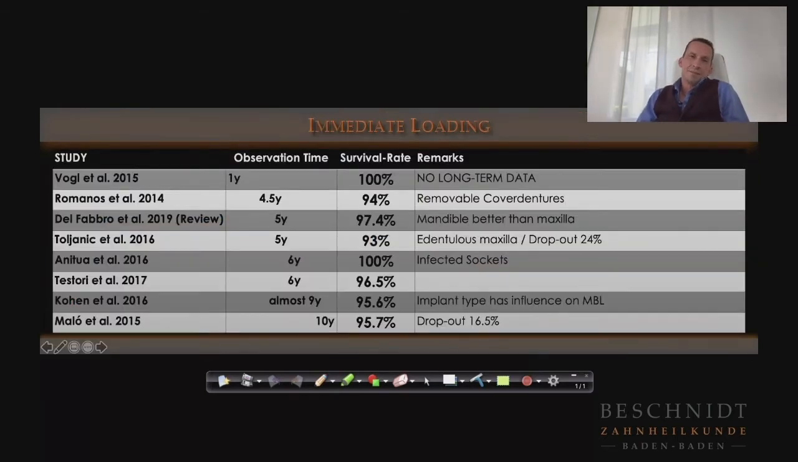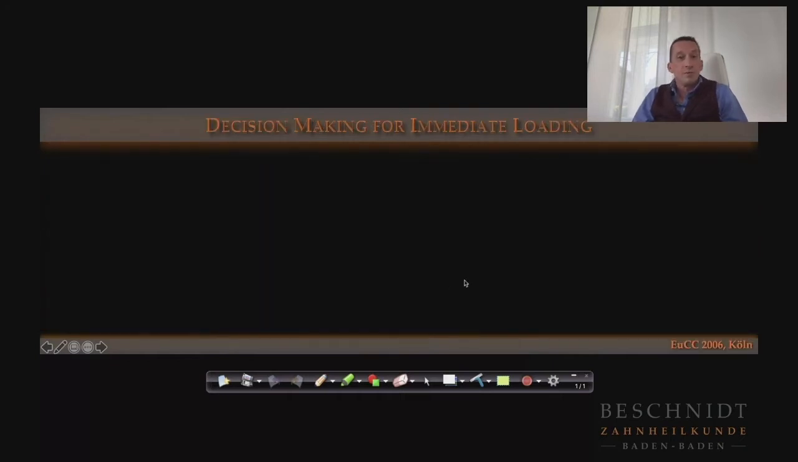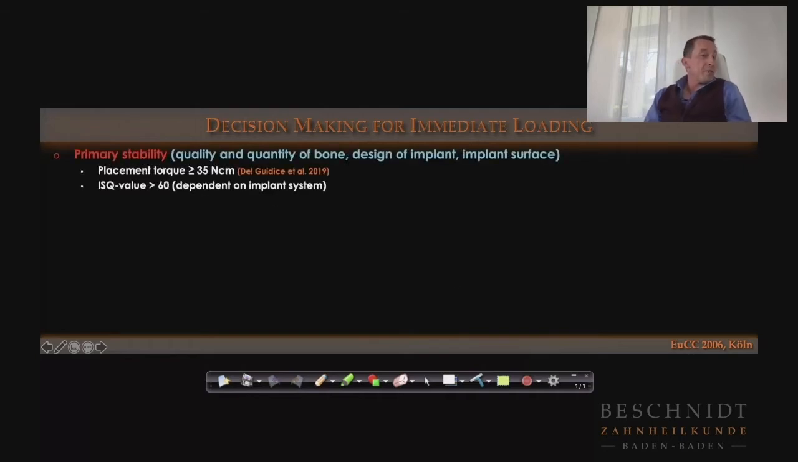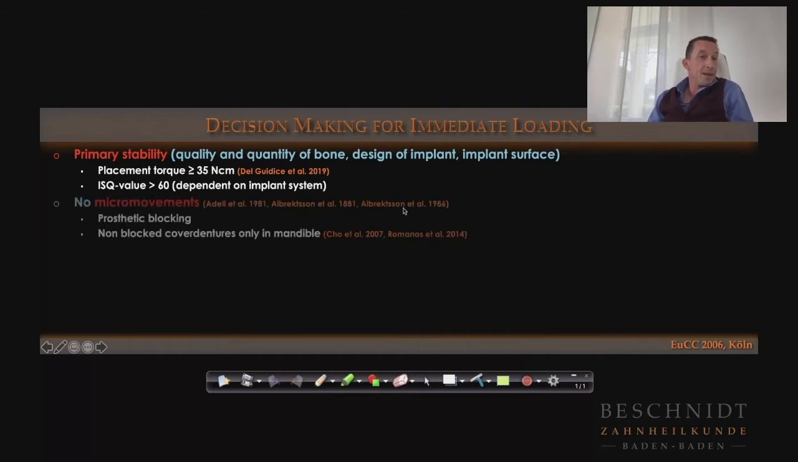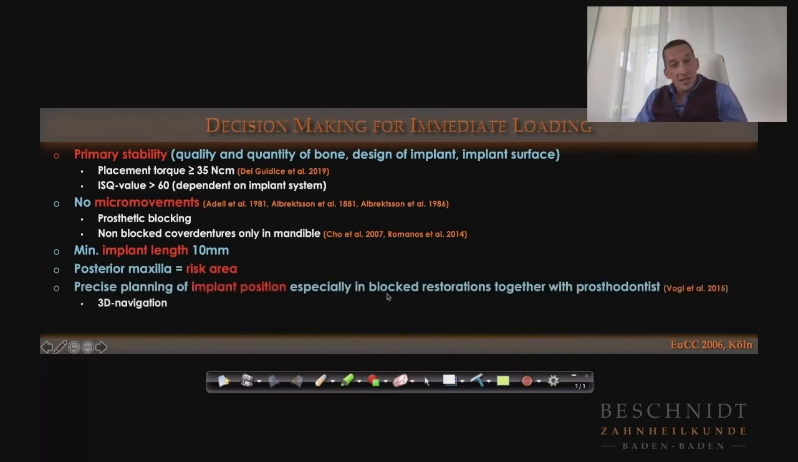Looking at all these data over the years, we find that 95% and more is a very good result for the immediate implant concept. So the decision making for you means, when should we do the immediate concept? Every time you have primary stability of an implant, of course. When you have no micro movements, we know that prosthetic blocking gives you more security. The minimal implant length should be 10 millimeters. The posterior maxilla still is a risk area. The precise planning of the position, especially in blocked restorations, is crucial. You should do this more and more with 3D navigation.